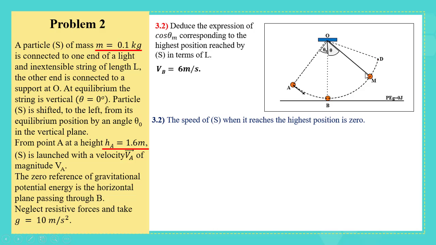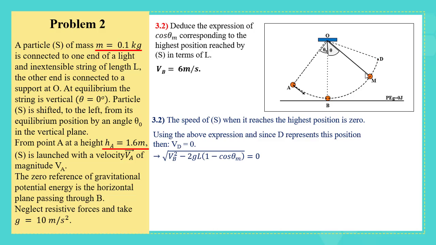Then, using the above expression that is found in the previous exercise, we can write the radical of VB squared minus 2gL into 1 minus cosine theta maximum, because M now is considered as the maximum position, and we write it as equal to 0 because we said that the maximum position has 0 speed. Now square both sides.